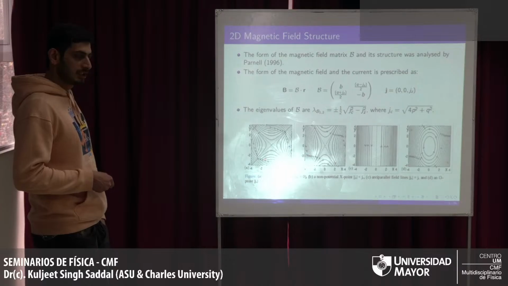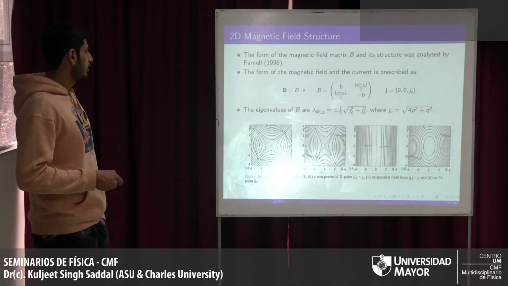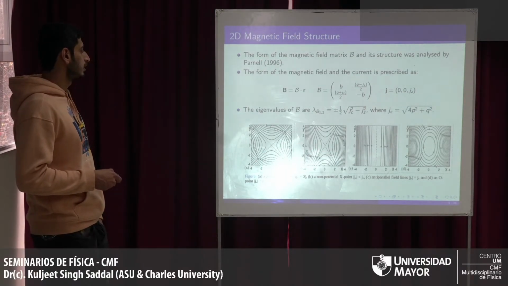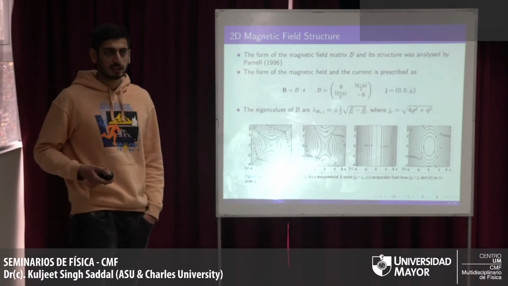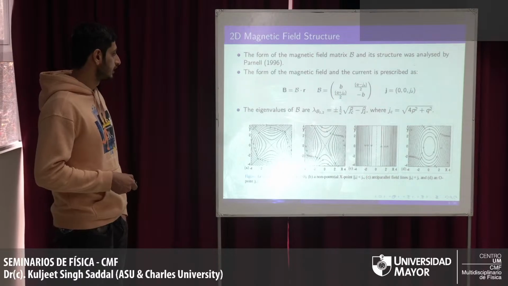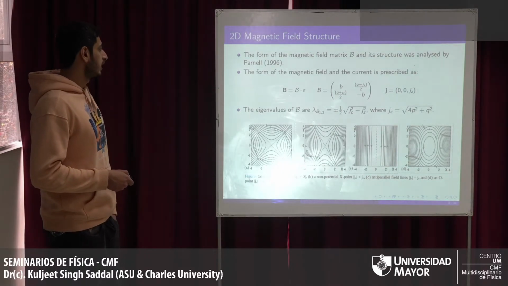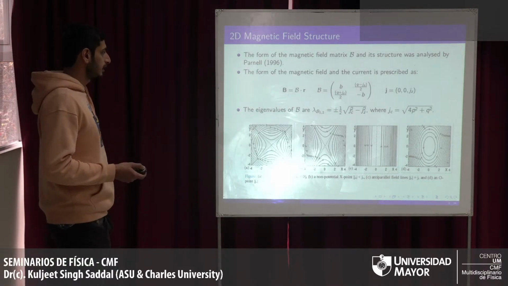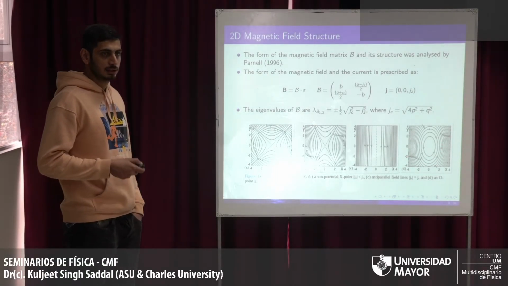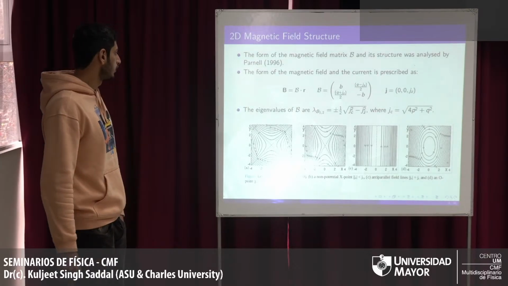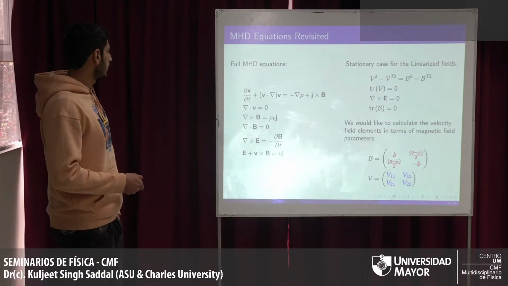which correspond to these two scenarios. When we have the threshold value equal to the current value, the eigenvalues go to 0, the rank of the matrix drops, and we get 1D fields. And when we have the threshold value less than the Jz value, then we have O points because the eigenvalues become complex. With this in mind, we will now go to the magnetohydrodynamical equations.